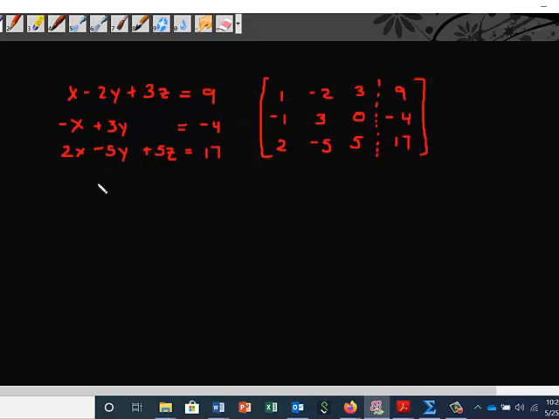We take row 1, add it to row 2 to get the new row 2. Let us show our work with that. So this will be 1, negative 2, 3, and 9. This will be negative 1, 3, 0, negative 4. So this will be 0, 1, 3, and this will be 5.